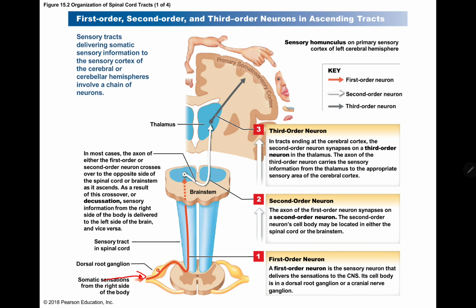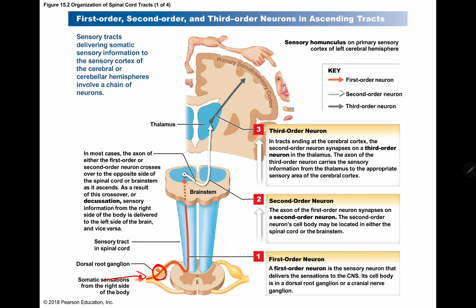And so that first order neuron, a first order neuron is going to be that sensory neuron that delivers the sensation to the central nervous system, right? So it's going to come from the peripheries and deliver that sensory sensation to the central nervous system. So its cell body is going to lie within that dorsal root ganglion or cranial nerve ganglion. So you can see this is the cell body of that first order neuron.